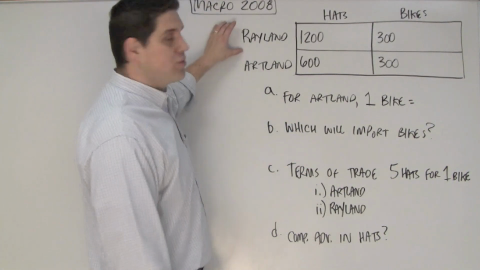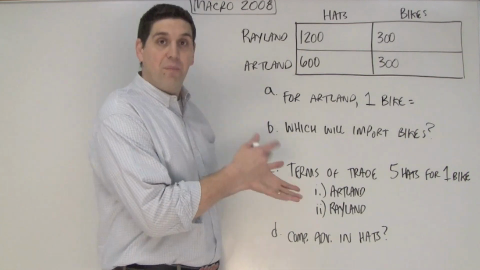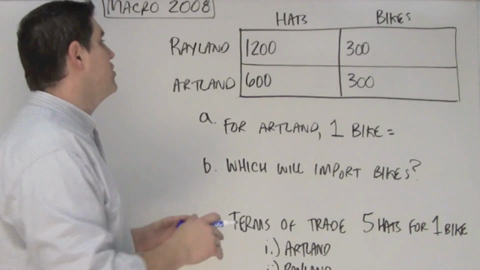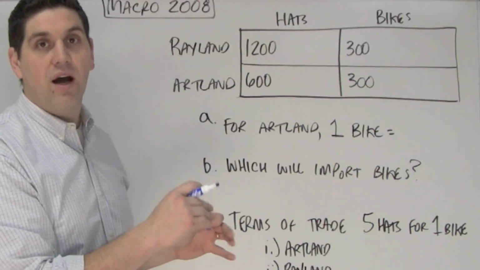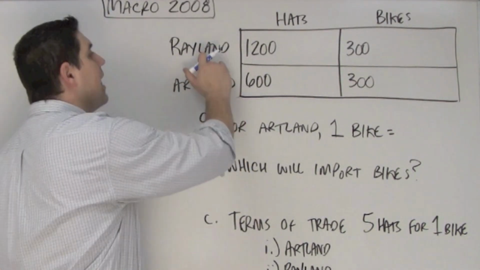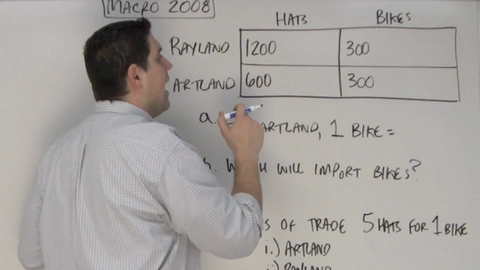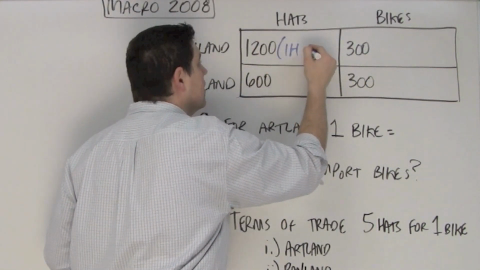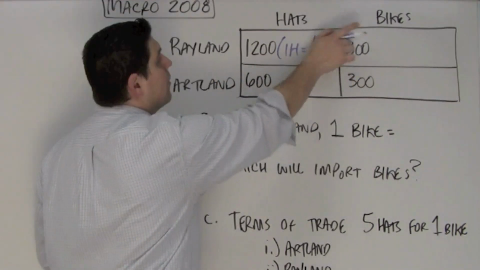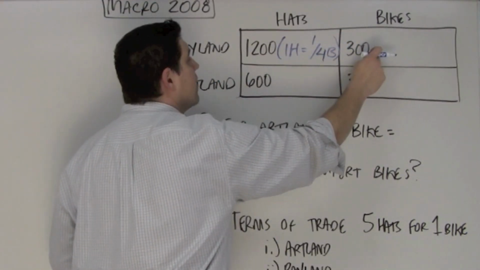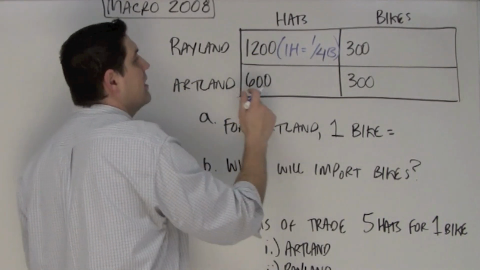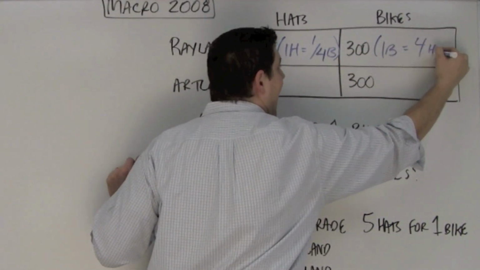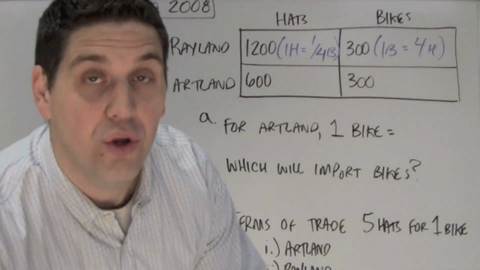What we have is two countries, Rayland and Artland, and I've converted the graph, the production possibilities curve they gave you, into a chart with hats and bikes. The first step of these questions is converting all this to per unit opportunity cost so we compare countries. So for Rayland, every single time they produce hats, they can produce 1,200 hats, but they're giving up 300 bikes. So each one hat is 1/4 a bike. Now when they produce bikes, they are producing 300 of them, and they're giving up the opportunity to produce 1,200 hats. So each one bike for Rayland costs them 4 hats they could have made. Their per unit opportunity cost.